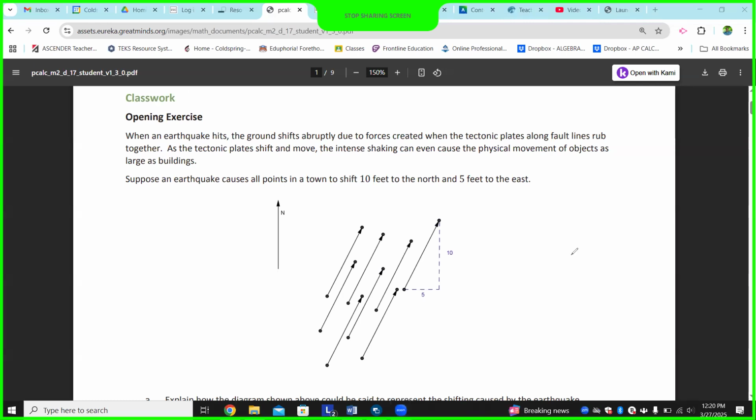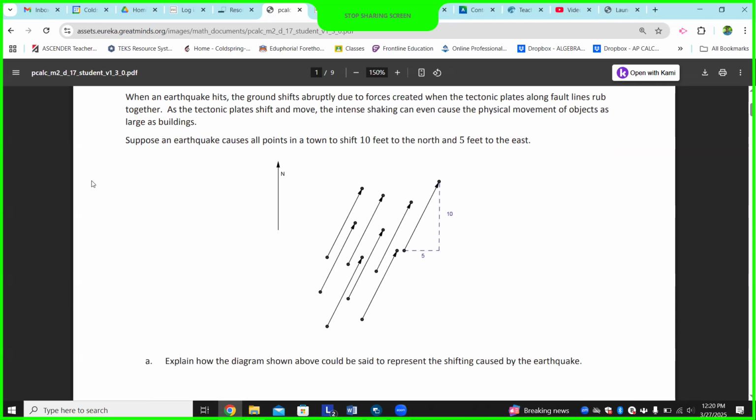All right, so in this opening exercise, it says when an earthquake hits, the ground shifts abruptly due to forces created when the tectonic plates along fault lines rub together. As the tectonic plates shift and move, the intense shaking can even cause the physical movement of objects as large as buildings. Completely true, by the way, guys.